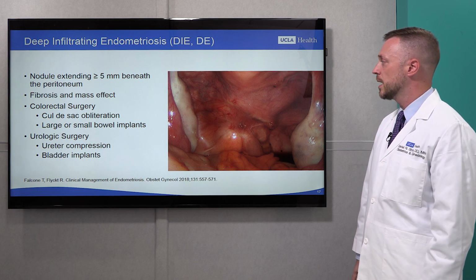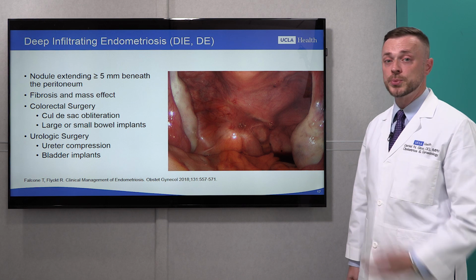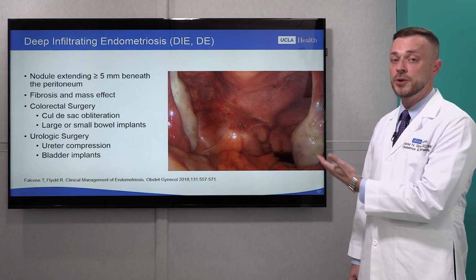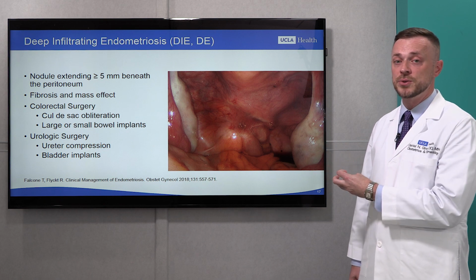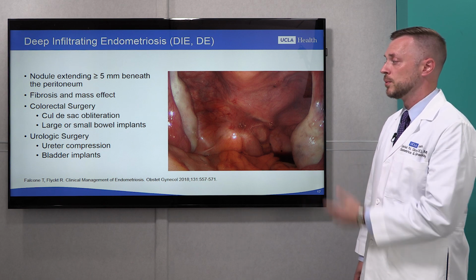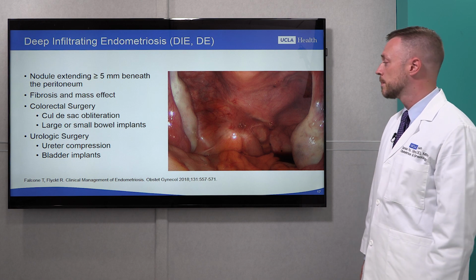Urologic surgery sometimes can be necessary because the ureters, which are the tubes that connect the kidneys to the bladder, can also be impacted. They can be fibrosed, they can be compressed, or they can actually have endometriosis invading them as well, and that might require a resection of that area by a specialist.